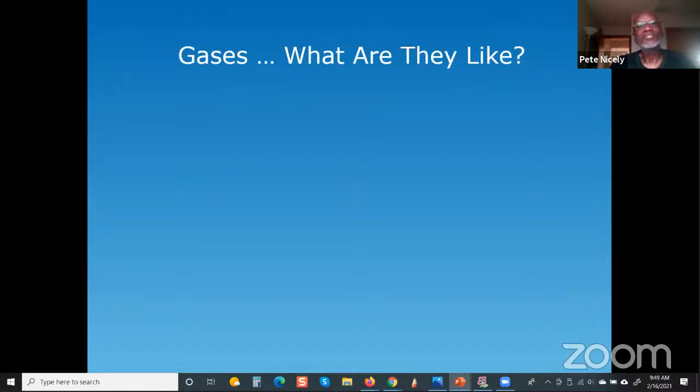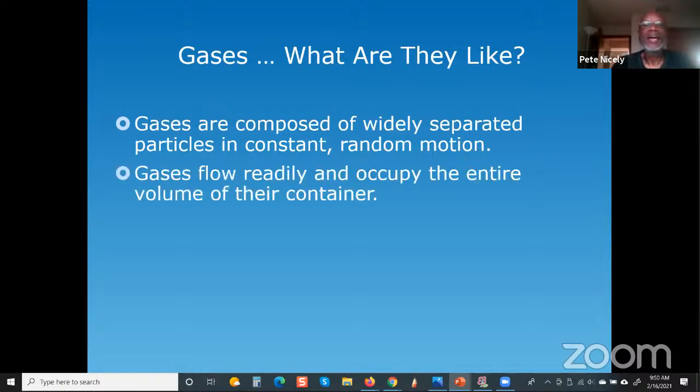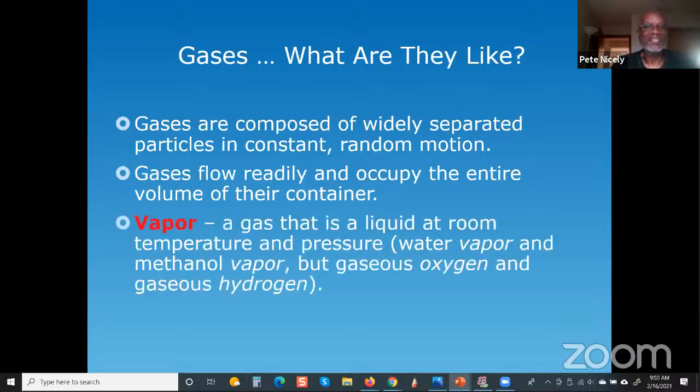So, of course, the question we'll be dealing with here is, what are gases like? And if you look at gases at the microscopic level, and this is something you should have been exposed to from your high school or introductory chemistry courses, you'll see that gases are composed of very small particles, molecules, atoms, and they're always in constant random motion, all right? And as a result of that microscopic property, gases have certain macroscopic properties in that they flow readily and they occupy the entire volume of their container. And this is something we're all familiar with in terms of how gases behave.